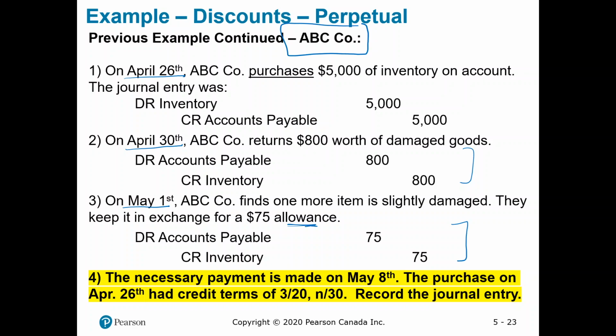So now the entry we're going to look at, number 4, says that the necessary payment was made on May 8th. And the purchase on the 26th, so this number 1 up here, had credit terms of 3/20 net 30. So a 3% discount was available if we paid within 20 days. Otherwise, the full amount, or the net amount, was due in 30 days. So we need to record this entry.